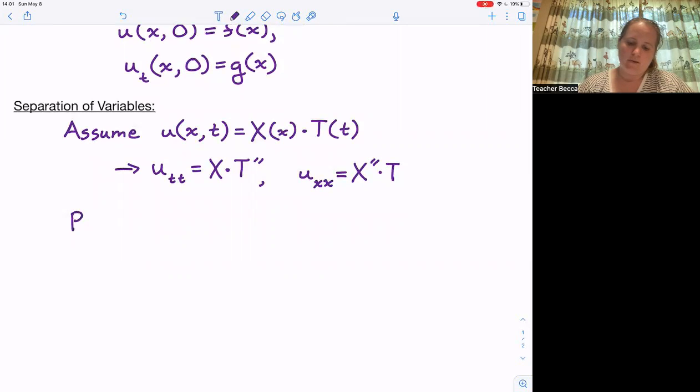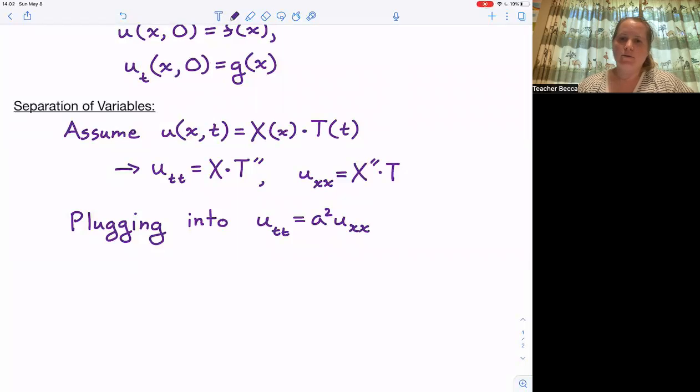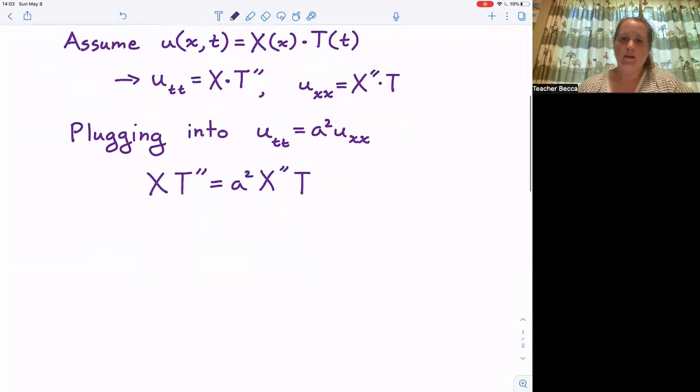So if we go ahead and plug this into the second partial with respect to t is equal to a squared times the second partial with respect to x, we have capital X times T double prime is equal to a squared times capital X double prime T. And this becomes T double prime over a squared capital T is equal to capital X double prime over X.